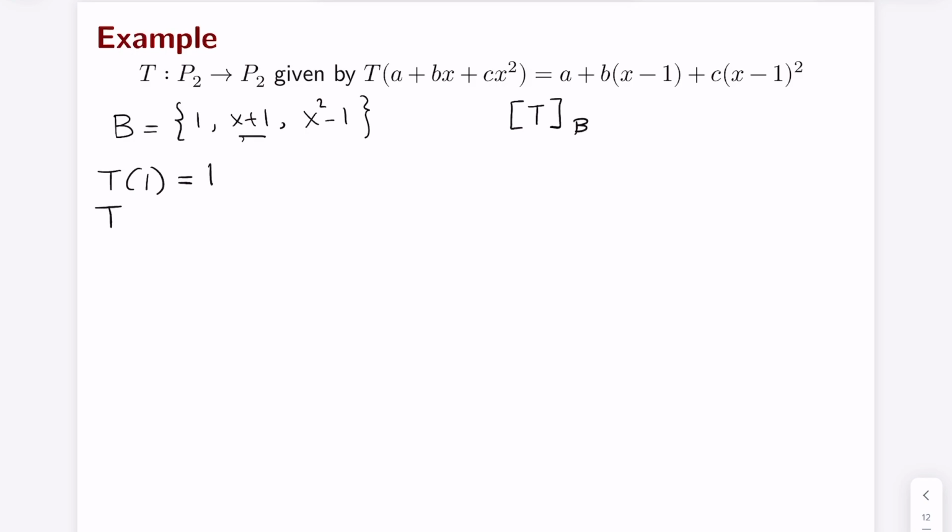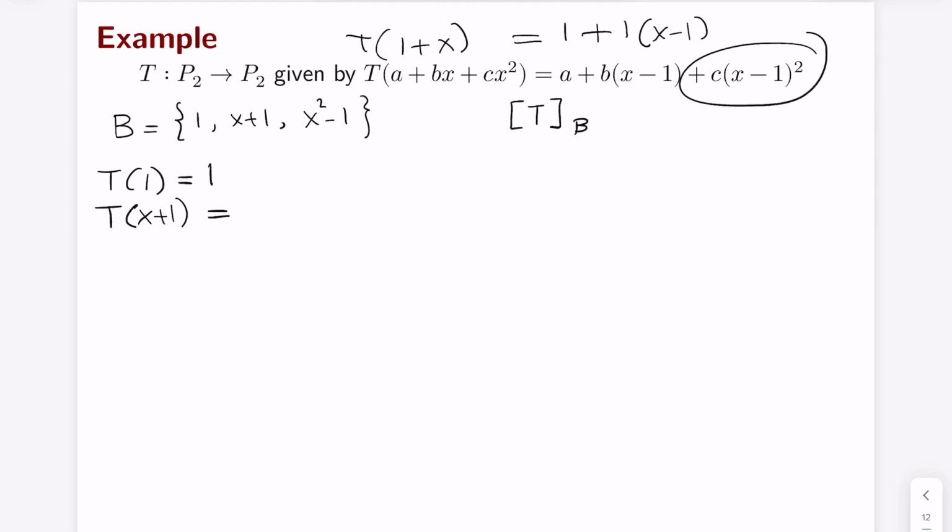Now let's go to the second vector in the base, the polynomial x plus 1, and let's transform it. So the polynomial x plus 1 is 1 plus x, right? Transforming it here will be a, that in this case is 1, plus b, that in this case is also 1, times x minus 1, and the remaining will be 0, because c is 0 in the original one. So the transformation is 1 plus x minus 1, in other words, x. So the image of the polynomial x plus 1 by this transformation is then x.